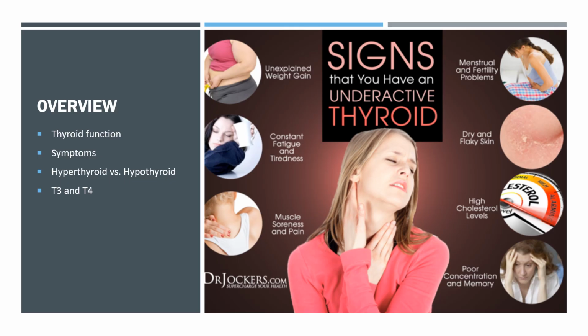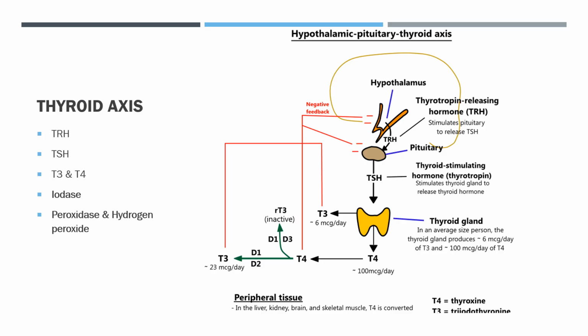Next we'll be looking at hyperthyroid versus hypothyroid. That's when the thyroid is overactive or underactive. And we'll also be talking about T3 and T4. So let's look at the thyroid axis first. With the thyroid axis, you have the hypothalamus, which releases thyroid-releasing hormone, which then triggers the pituitary, which releases thyroid-stimulating hormone, and that triggers the thyroid.